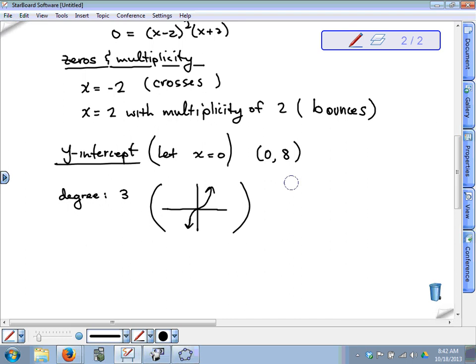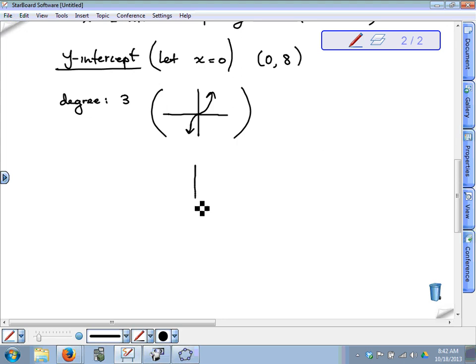Let's sketch the graph now. We got everything we need. Sketch the graph. First, plot your x-intercepts. We had one at negative 2, one at positive 2. Next, plot your y-intercept.